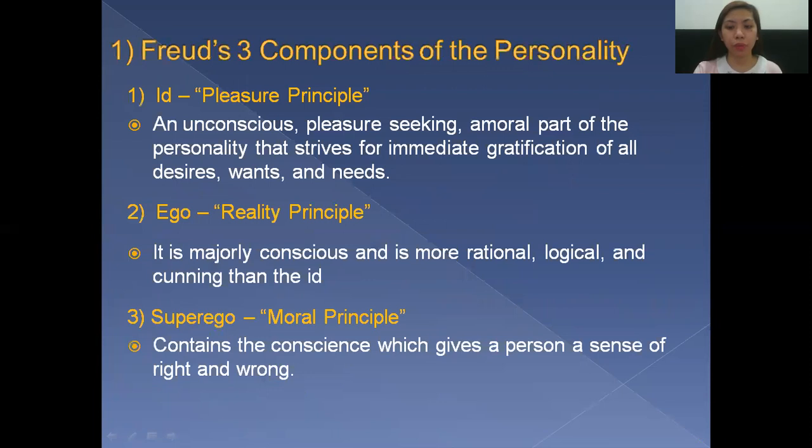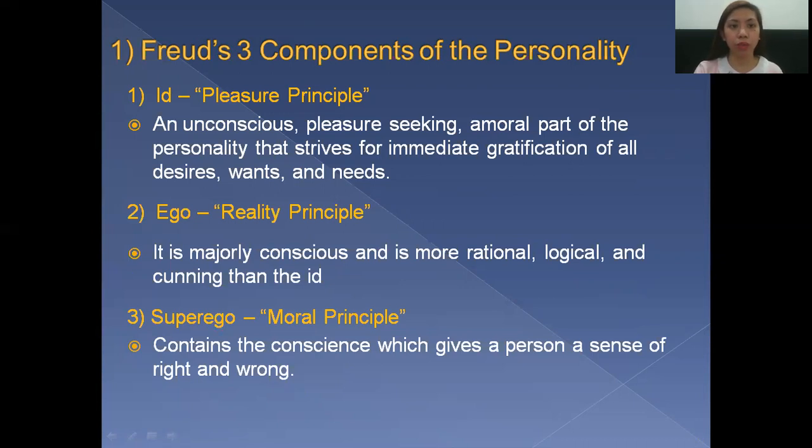The first component we have is the id. It is in line with the pleasure principle. It's an unconscious pleasure seeking, amoral part of the personality that strives for immediate gratification of all desires, wants, and needs such as hunger, thirst, self-preservation, and sex.